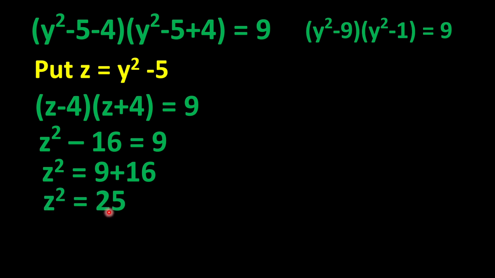So z² is equal to 25, and after taking the square root on both sides, we will get z = 5 and -5. Now we will put this value of z in this equation. After putting the value, we will get the value of y, and then we will put the value of y in the first supposition.